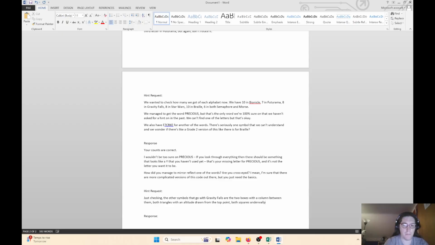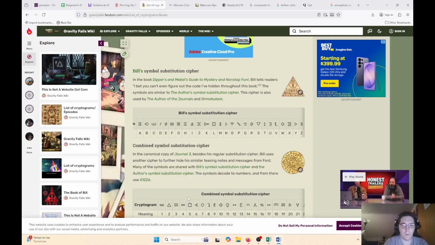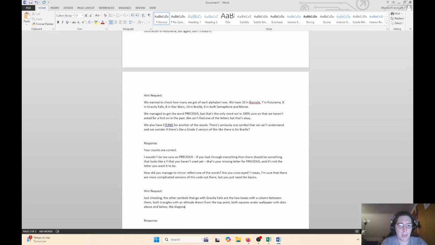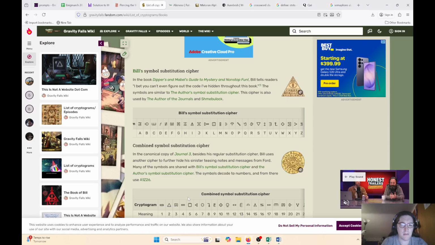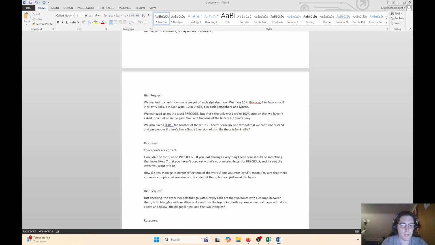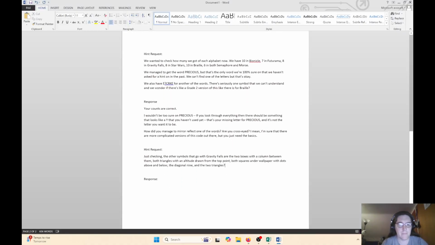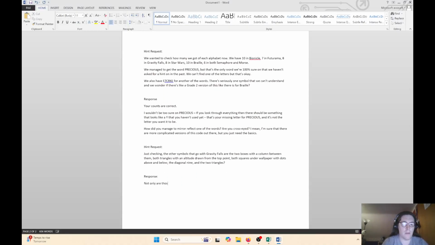Squares under wallpaper, with dots above and below. The diagonal 9 and the two triangles. Not only are those the correct symbols, but somehow you put them in alphabetical order.